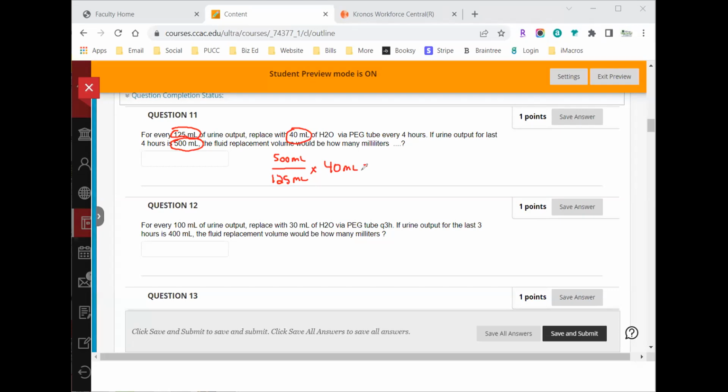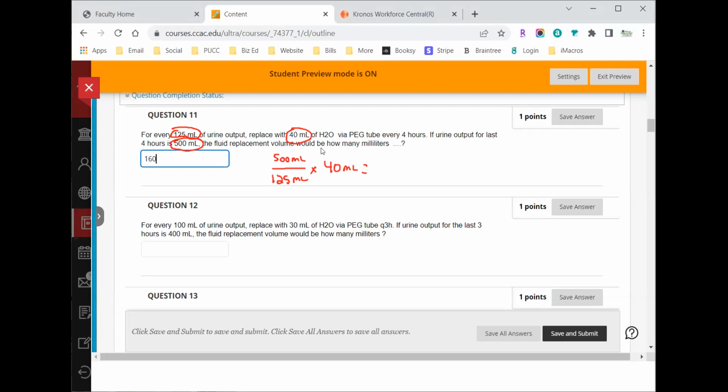I think I got asked this question last time: do we divide first, then multiply, or multiply across the top, then divide? Either way, you'll get the same answer. In this instance, I'm going to take 40 times 500, which gives me 20,000, divided by 125, which gives me an answer of 160. So that's what I'm going to put as my answer.